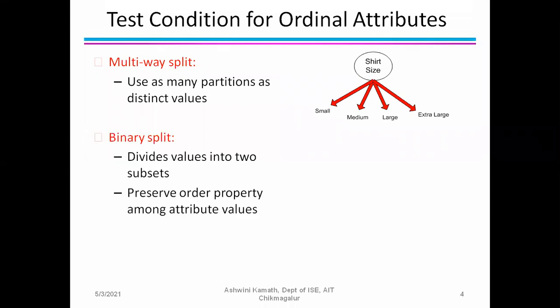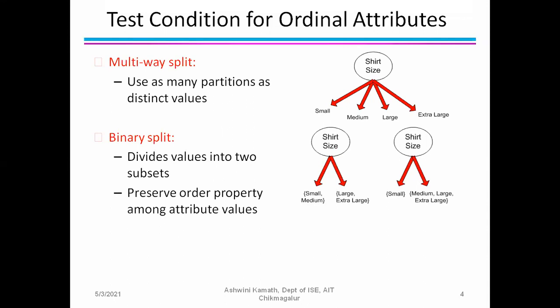Then if we use the binary split, we can divide the values into two subsets, but we have to be very careful that it should preserve the order property of the attribute values.